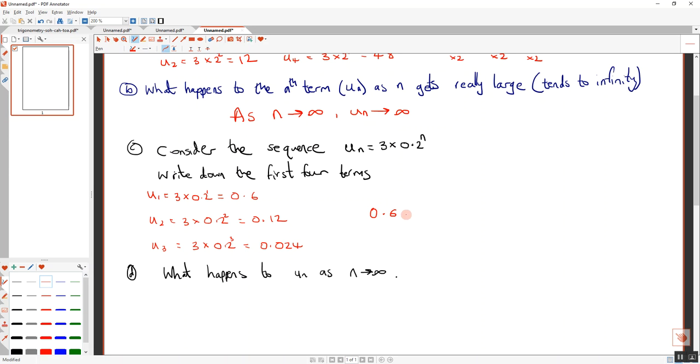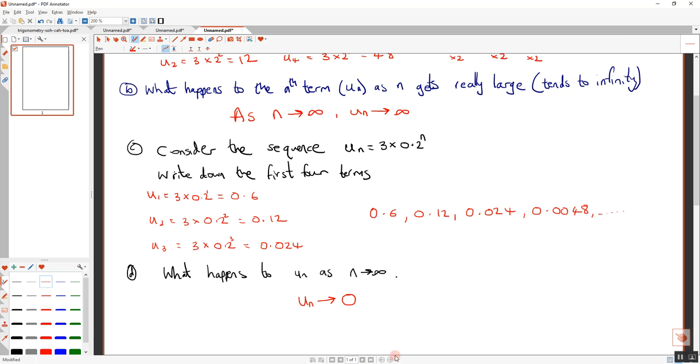I'll write out the sequence. 0.6, 0.12, 0.024, 0.0048, and so on. So what's happening to Un in this case as n gets really large? It's getting smaller, but be more specific, Samara. What is it getting closer and closer to? Zero. Yeah, it's getting closer and closer to zero.